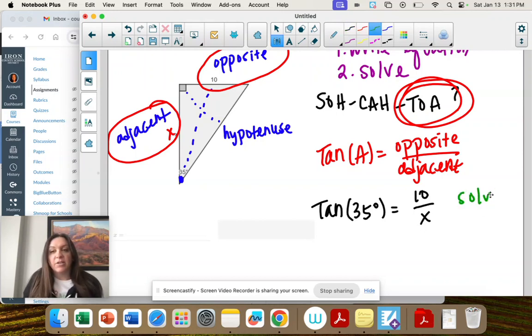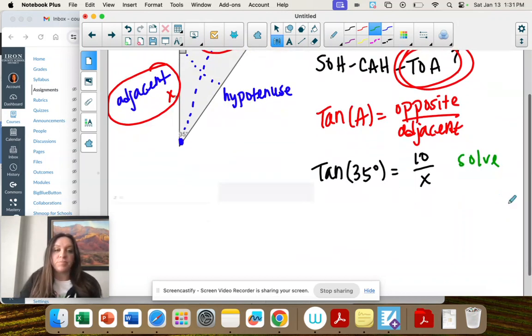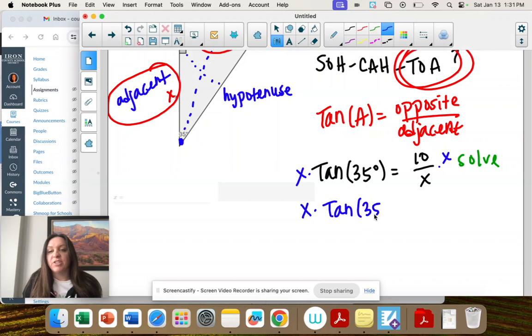But now we're actually solving. So let's start by getting rid of our fraction. How do you get rid of a fraction? You multiply by the denominator on both sides. So x times tangent of 35 degrees equals 10.